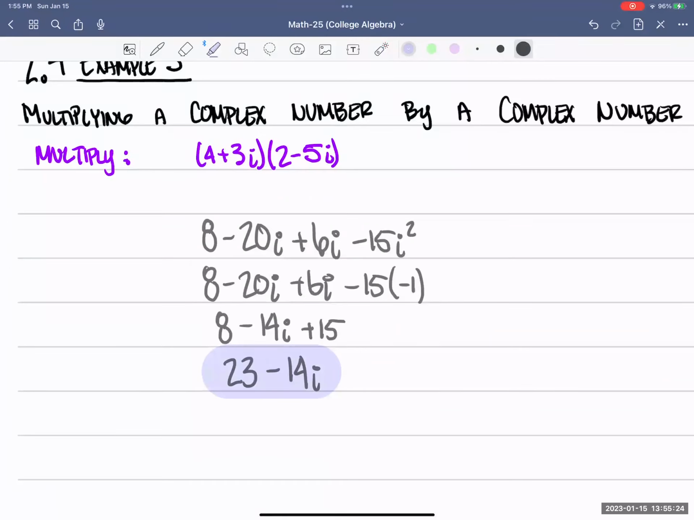Remember, i squared is going to be negative 1. As long as we remember that, the rest of it should kind of fall into place.